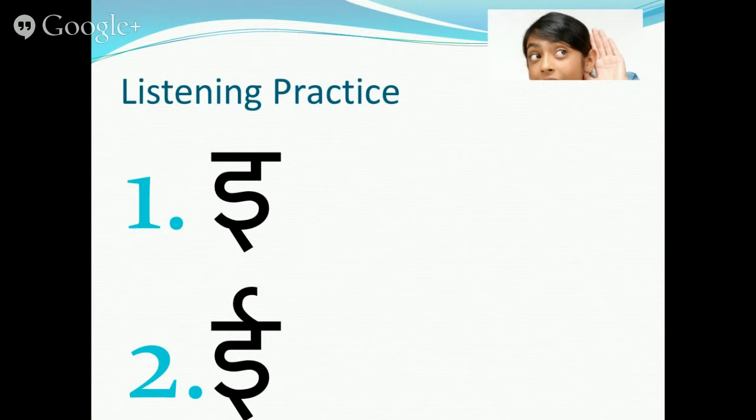E. That was number 1. E. That was number 2. E. That was number 2. Are you noticing the pattern here? One is longer and slightly lower pitched than the other.